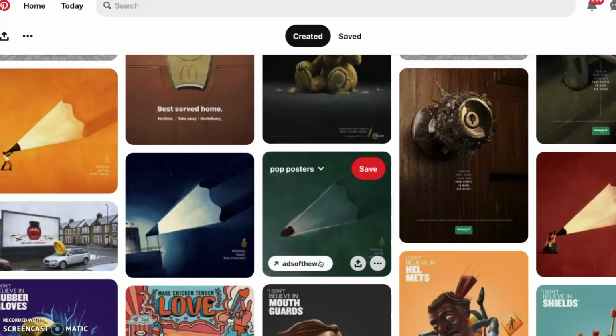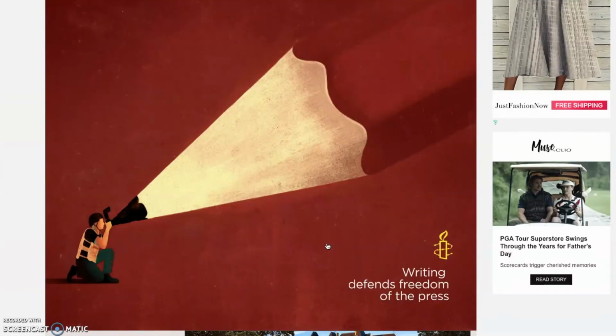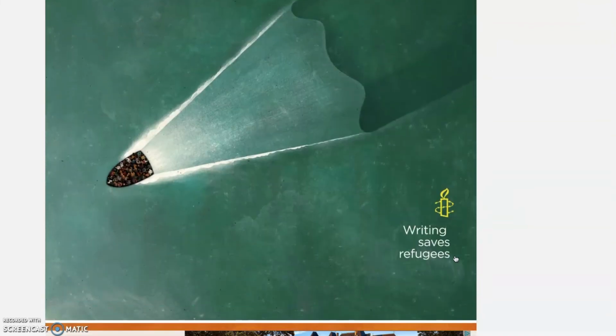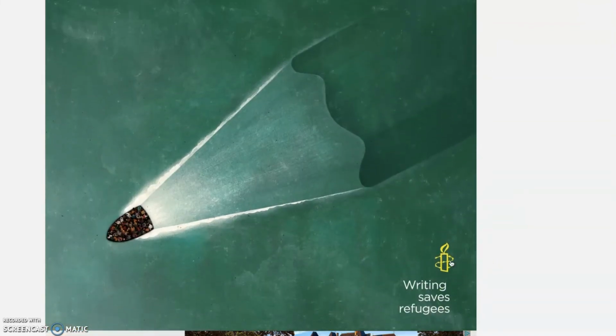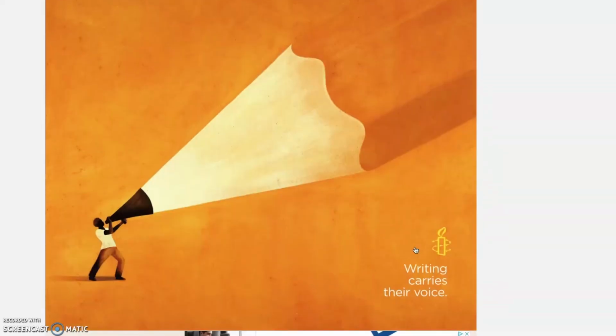And there's a series, this was a series for Amnesty. So you see in this one, writing defends freedom of the press. You see a press photographer, but it also looks like a pencil if you look at it the other way, right? Writing saves refugees. You can see a boat of refugees with waves coming out, but if you look at it the other way, it makes the shape of a pencil. So really nice simple metaphors here. A person with a megaphone, and then writing carries their voice.